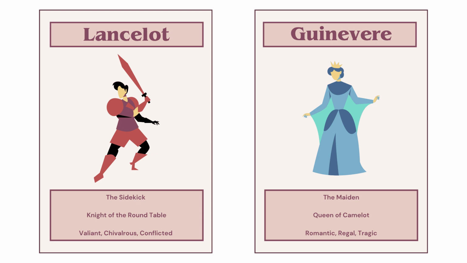We have Lancelot, who I've named as a sidekick here, but he's one of, I guess, the main sidekicks. He's a knight of the Round Table. He's valiant, chivalrous, but he's conflicted. Some of that conflict is because of Guinevere, who is our maiden, the Queen of Camelot. She's romantic, she's regal and tragic.